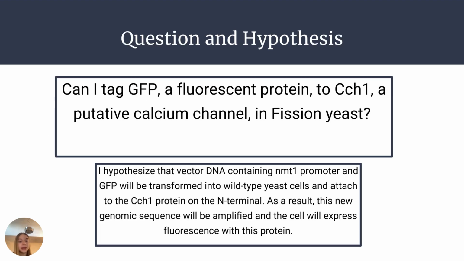My question that I'll be researching is, can I tag GFP, a fluorescent protein, to CCH1, a putative calcium channel in fission yeast? My hypothesis is that vector DNA containing the MTM1 promoter and GFP will be transformed into wild-type yeast cells and attach to CCH1, the gene encoding the CCH1 protein, on the N-terminal. As a result, this new genomic sequence will be amplified and the cell will express fluorescence with the protein.